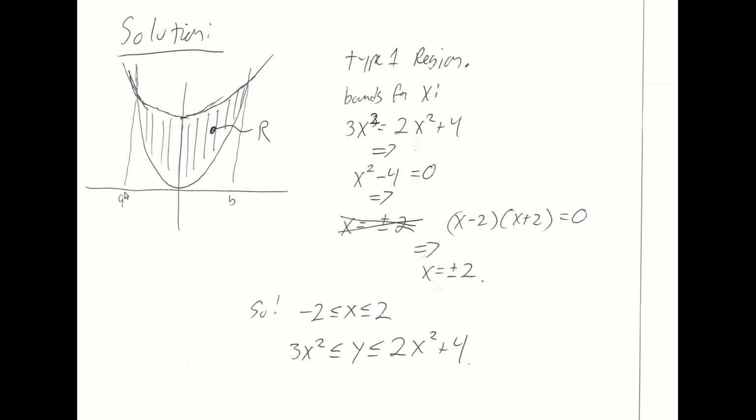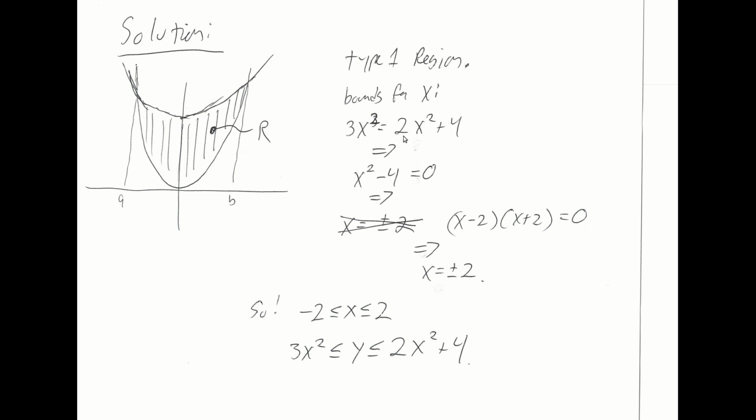But in fact, the idea is that I'm letting x slide from point a to point b on the x-axis, and then y will be going from lower curve to upper curve for each such value of x. So to me, this looks like it will be most naturally expressed as a type 1 region. And so the first thing I have to do is find my constant bounds for x. I do that by setting the equations for these two curves to be equal to each other in order to find the points of intersection between them.